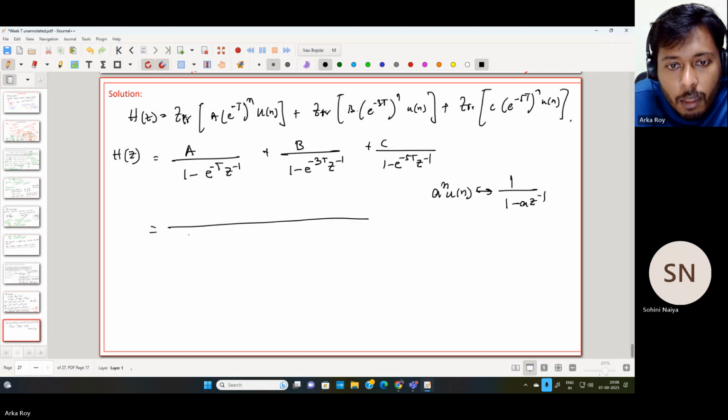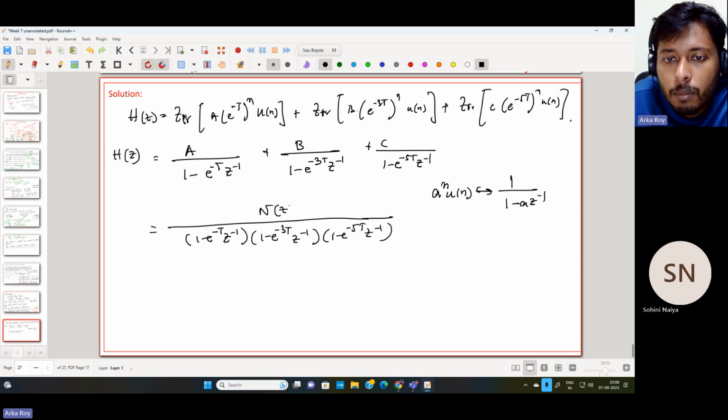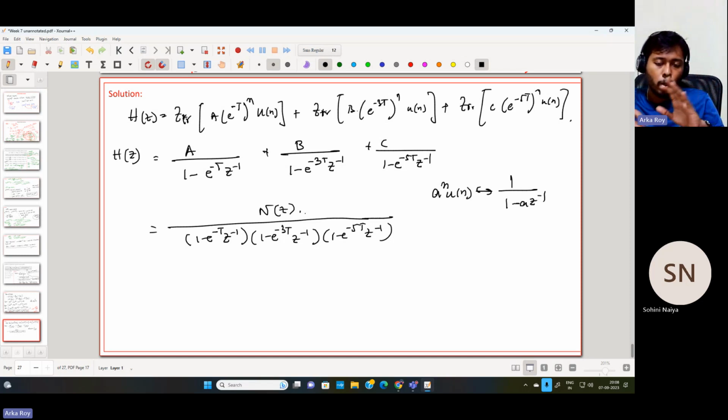And if I now combine these three forms, I will get the denominator (1 minus e^(-t) z^-1)(1 minus e^(-3t) z^-1)(1 minus e^(-5t) z^-1), and some numerator of z. I'm not bothered about the numerator part, because the numerator will not give me the location of the poles; it corresponds to the zero locations. So I'm not solving for the numerator part, and I can just write it as n(z).